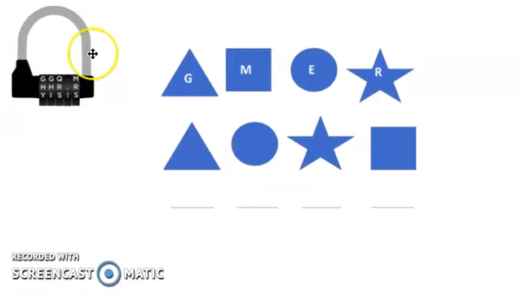In the letter lock code, students will be practicing their shape memorization, and they will be spelling out the word germ, and so they will need to correctly match the shapes to unscramble the letters above.